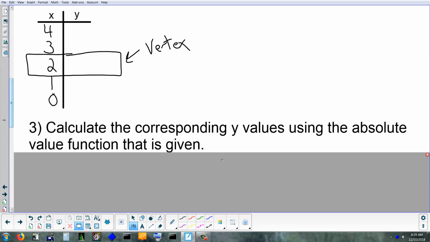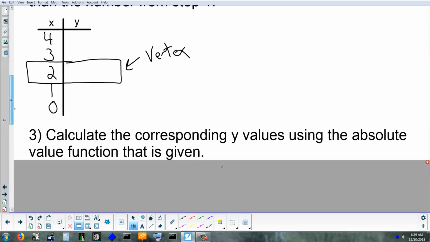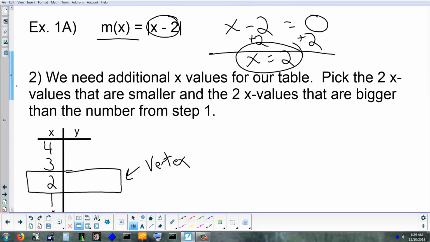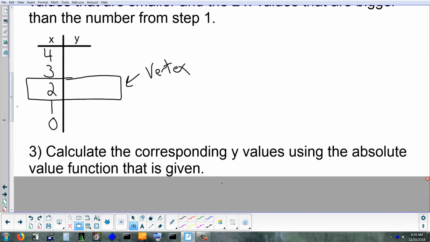Now, when I'm solving for my y values, I've got to make sure I don't ignore the absolute value. If it's in the absolute value bars, it needs to be in the absolute value bars. We're not ignoring those now. They need to be there. So calculate the corresponding y values using the absolute value function that is given. If I scroll back up, there's my absolute value function right there, the absolute value of x minus 2. I'm just going to put that right here, just so we know.